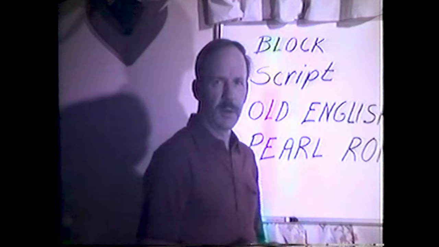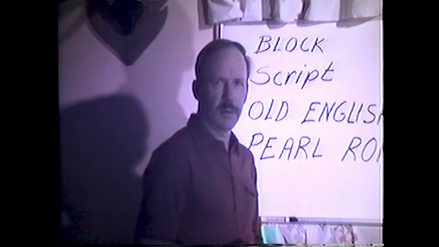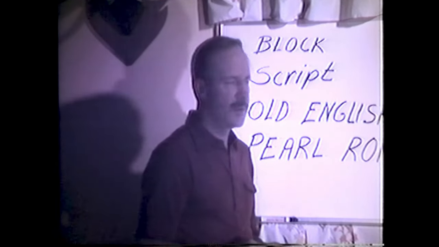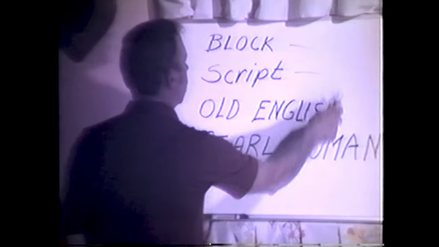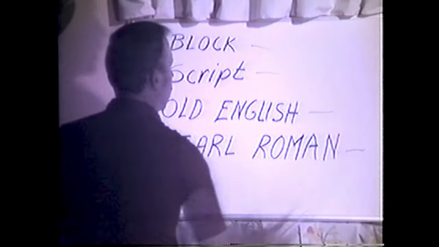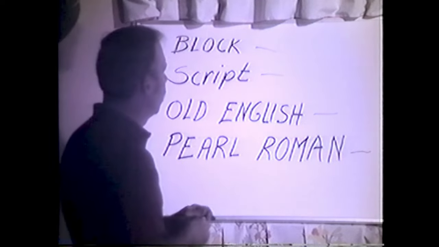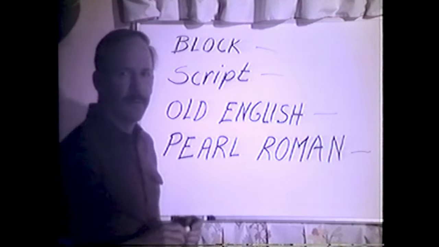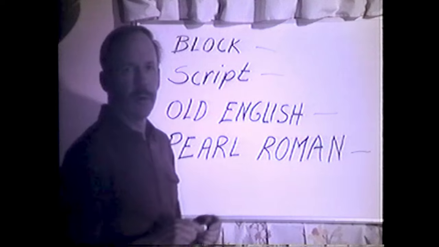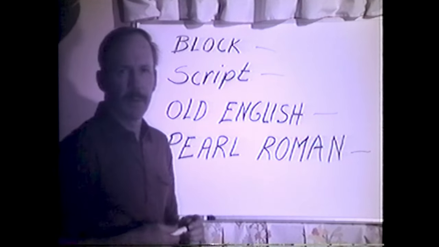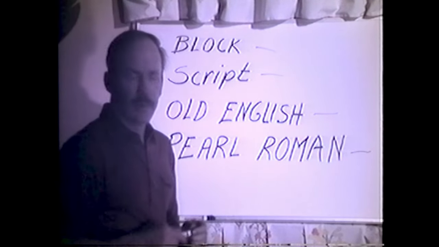Okay, the next thing we're going to talk about are the different styles of lettering. And I have listed here on the board block, script, Old English, and Pearl Roman. These are the common styles of the engraver. There are quite a number of different types of lettering, but these are the most popular, and we'll start with the block lettering first.